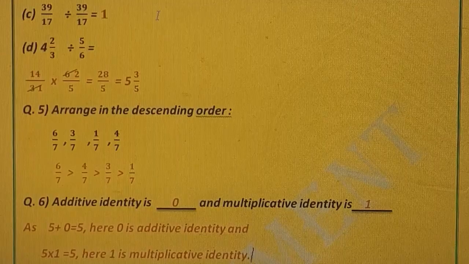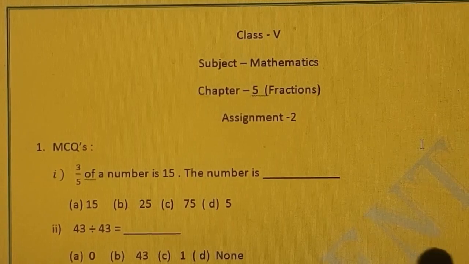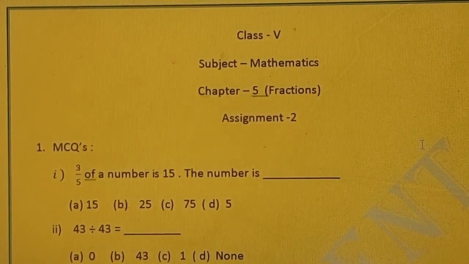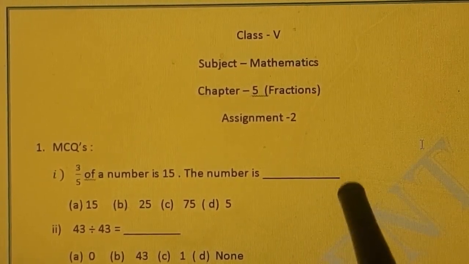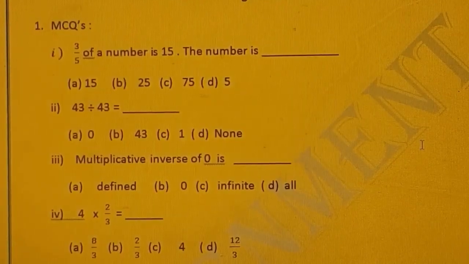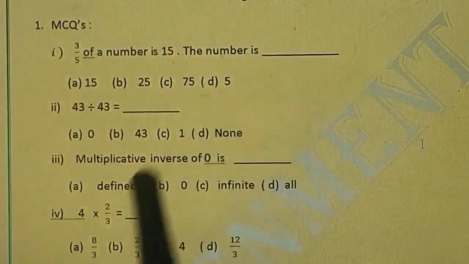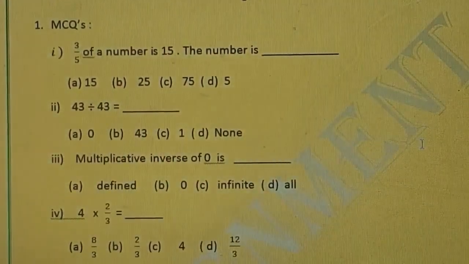Thank you. If corrections are needed, you will do them. And today's homework is to do assignment number 2. Here is assignment 2. Question number 1, MCQs. First part: 3 by 5 of a number is 15, then the number is dash. You have to tick the correct option.